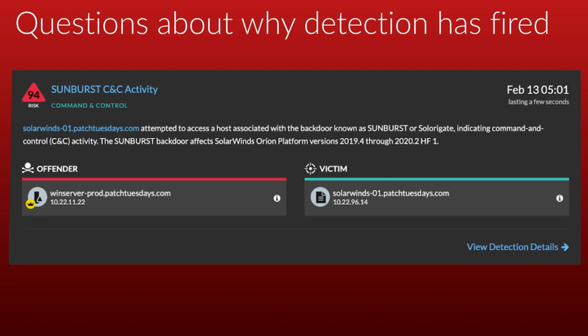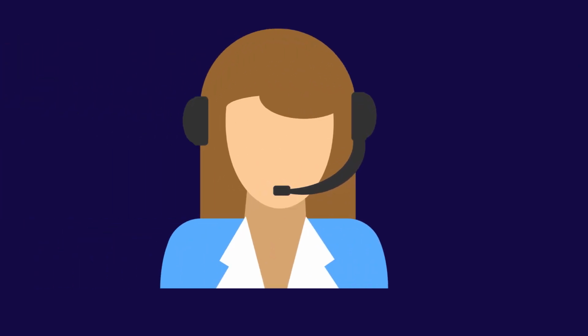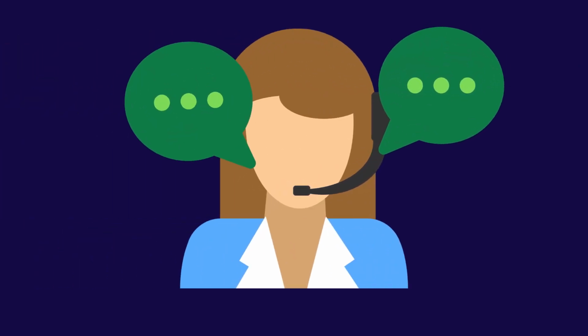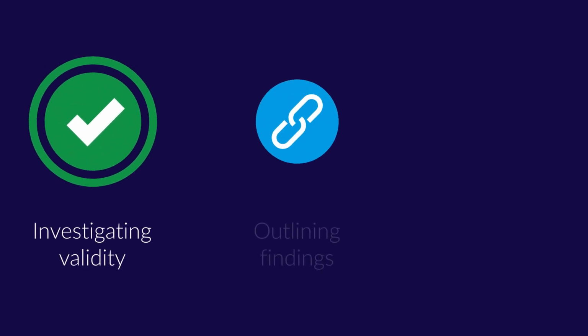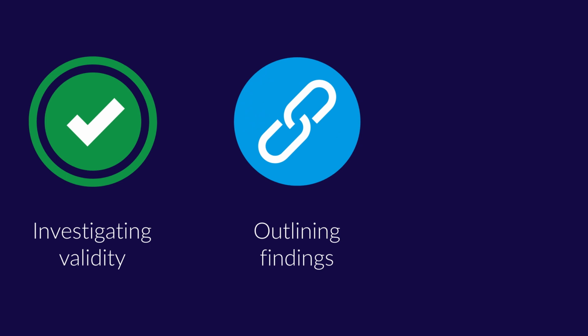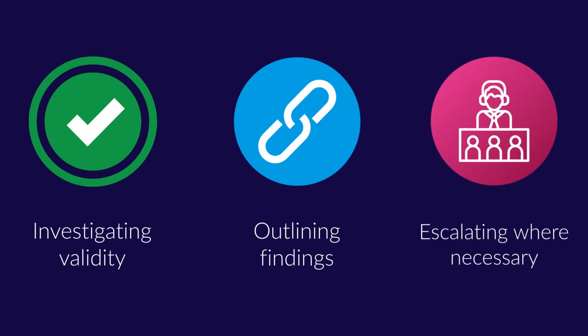It may be unclear why the detection fired, or it may be the case that the cause of the detection seems inaccurate. In these cases, an ExtraHop support partner may be called upon to validate a detection and investigate potential issues. Typically, supporting customers with the detection follows a clear workflow that includes investigating the validity of a detection, outlining findings, including what the detection means, and providing next steps for further investigation, recommendations for follow-up, and links to additional resources, and escalating a case to ExtraHop support where necessary.